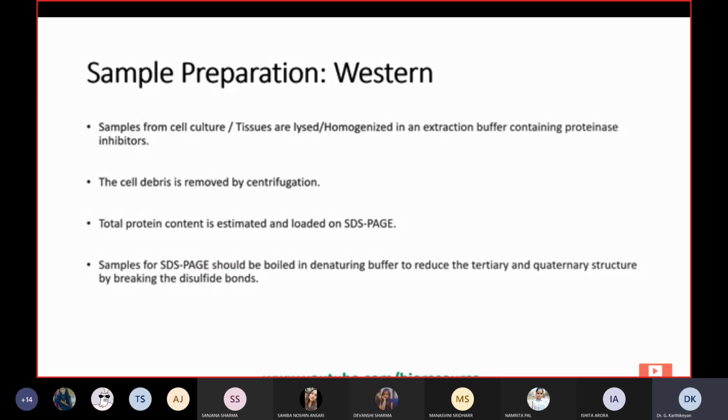Whereas in Western blotting, the samples from cell culture or tissue are lysed or homogenized in extraction buffer containing protease inhibitors. The cell debris is then removed by centrifugation and the total protein content is estimated. This is done to get an equal amount of protein loaded onto the SDS-PAGE. The samples for SDS-PAGE should be boiled in denaturing buffer to reduce the secondary, tertiary and quaternary structure by breaking the disulfide bonds.